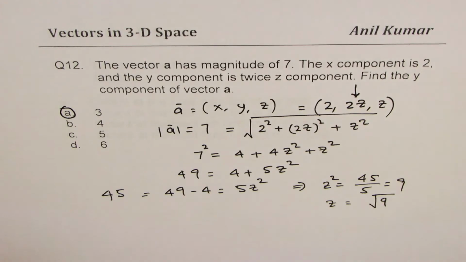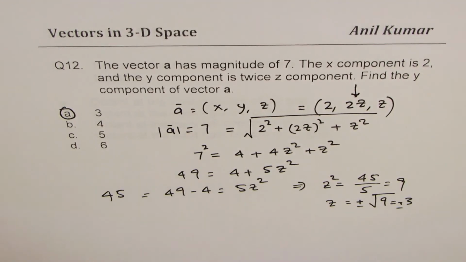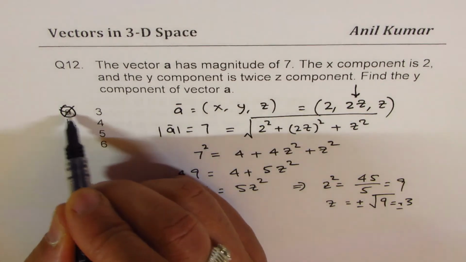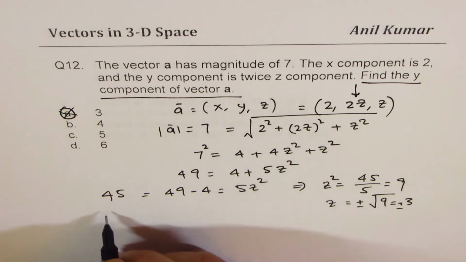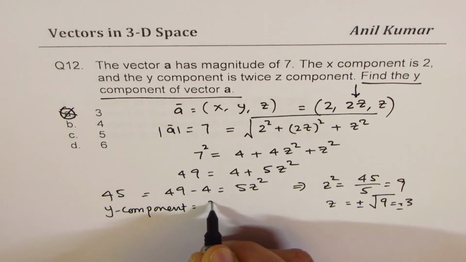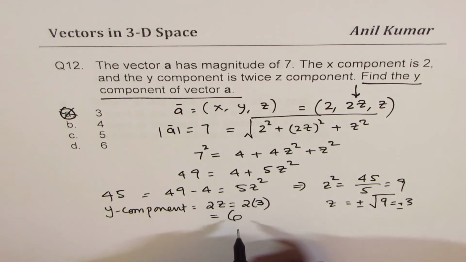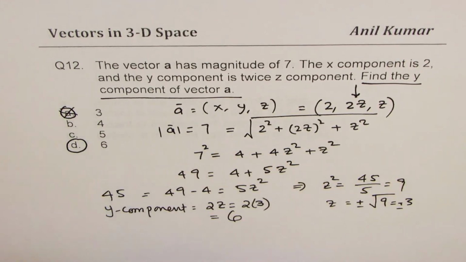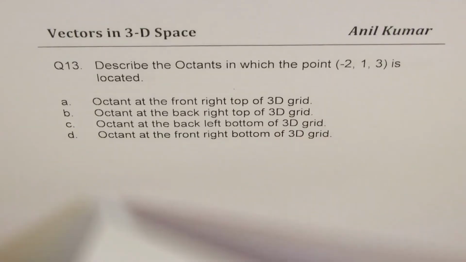So 3 is okay, you could do plus and minus. This is z, I'm sorry. We have to find the y component of A. So what is the y component? The y component is 2 times z, which is 2 times 3, which is 6. So the option is D, not that. Correct? I hope that works. Good, I read it at the last minute.